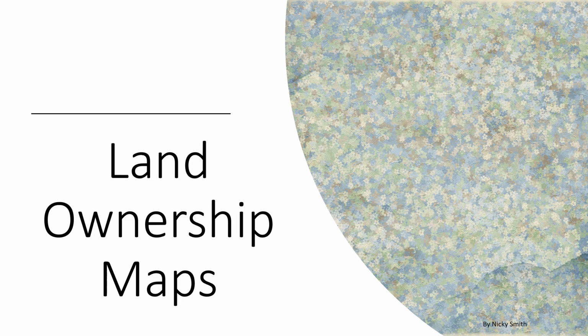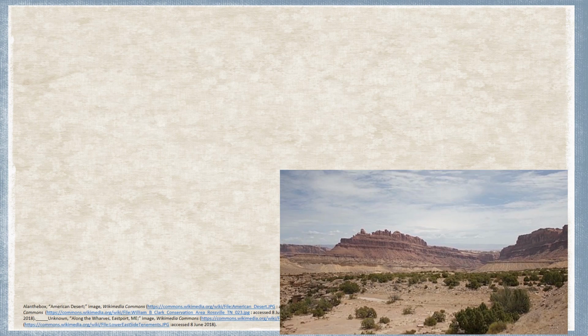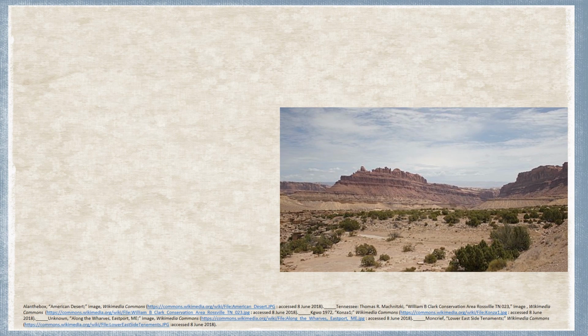Hello everyone. It's a beautiful day here at the BYU Family History Library, and we'll be talking about land ownership maps today. Perhaps one of the most overlooked aspects of family history is to take the time to understand what role place had in your ancestors' life.